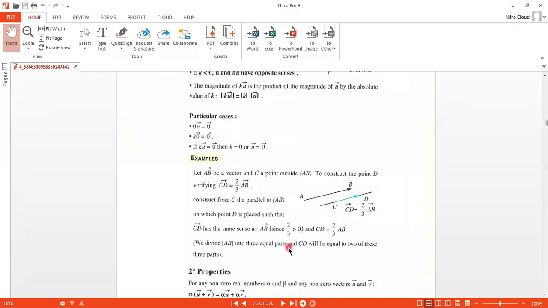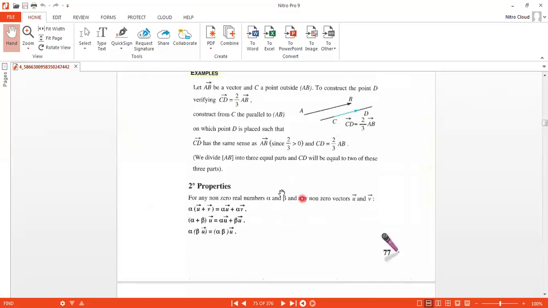Let us look at this example. Here we have a vector AB, and we are asked to construct the vector CD such that CD equals 2/3 AB. In this case, as you can see, 2/3 is a positive constant, then AB and CD will have the same sense, as you can see here. But how do we construct 2/3? You just measure AB and you divide AB into 3 parts. CD will be 2 parts out of the 3 parts of AB.